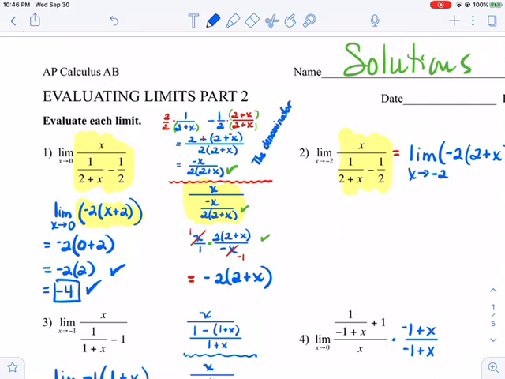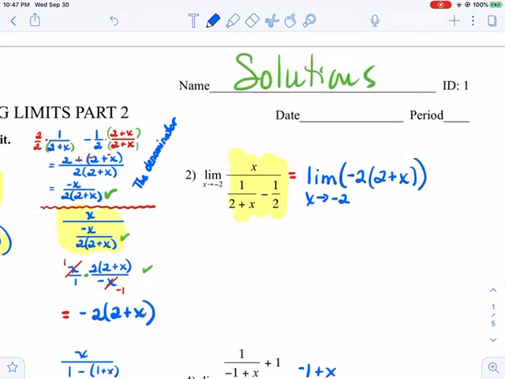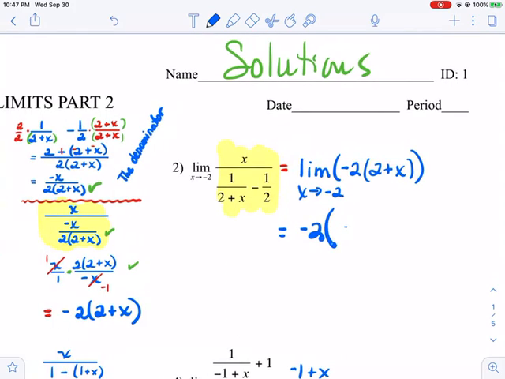Now number 2 is really the same expression as number 1, except you have a different plug-in value here. Where you were plugging in 0 for the first one, the limit as x approaches 0, now it's the limit as x approaches negative 2. So I'm just going to take the expression and plug in negative 2. So I get negative 2 times the quantity, 2 plus negative 2. That's the x value we're going to plug in. So we get negative 2 times 0. So our answer here is 0 for the second one.